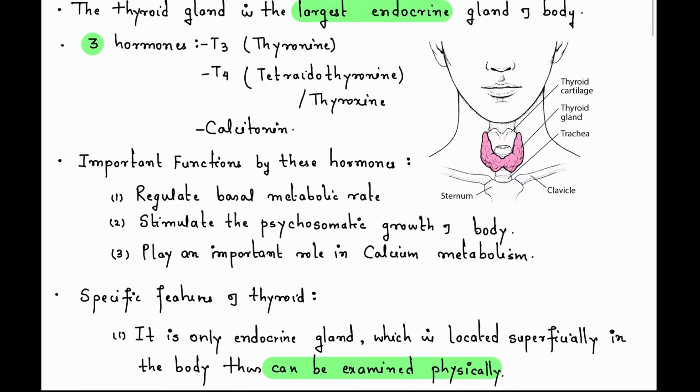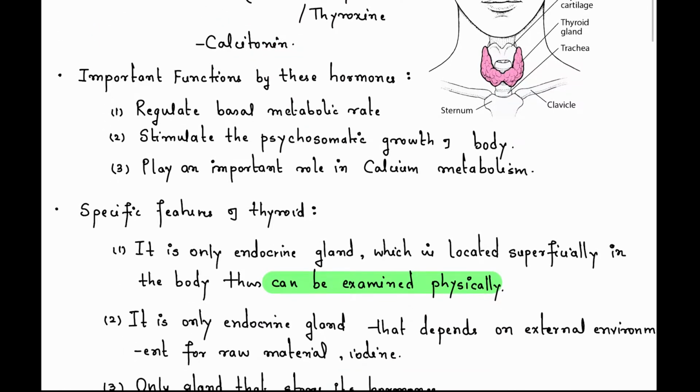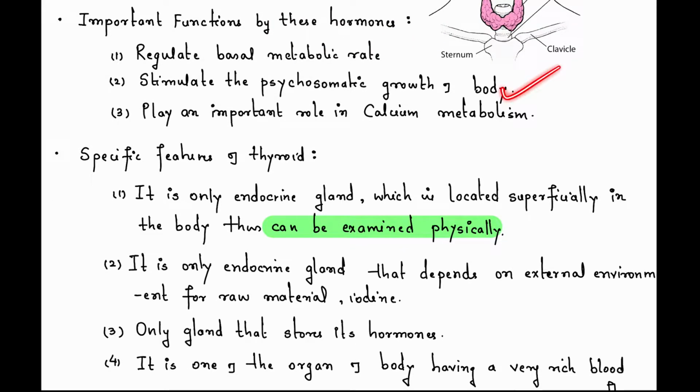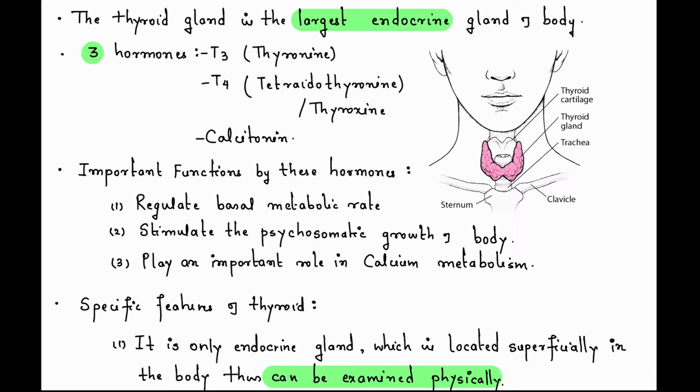It secretes three hormones: T3, T4, and calcitonin. Some important functions of these hormones are that they regulate the basal metabolic rate (BMR) of the body, stimulate growth of the body, and play an important role in calcium metabolism. The main hormones involved in calcium metabolism are calcitonin and parathyroid hormone.